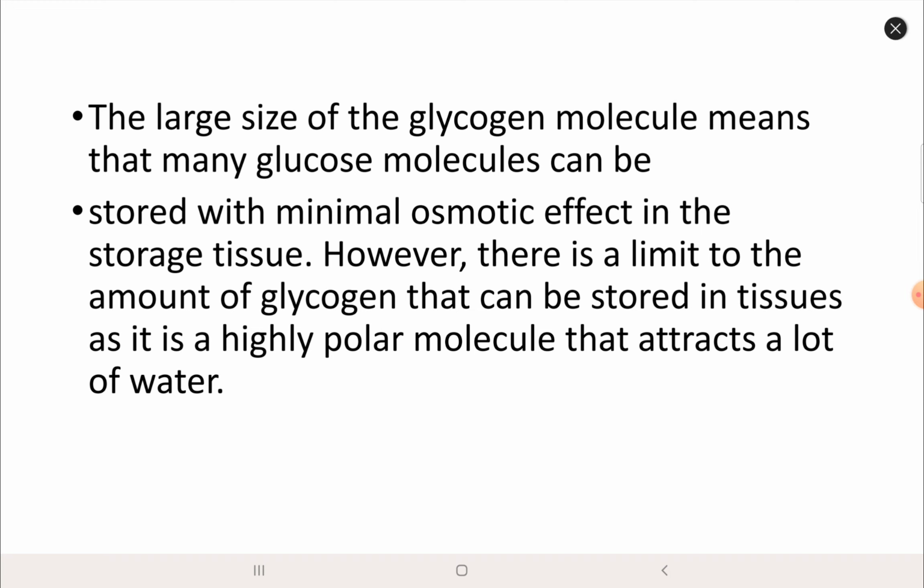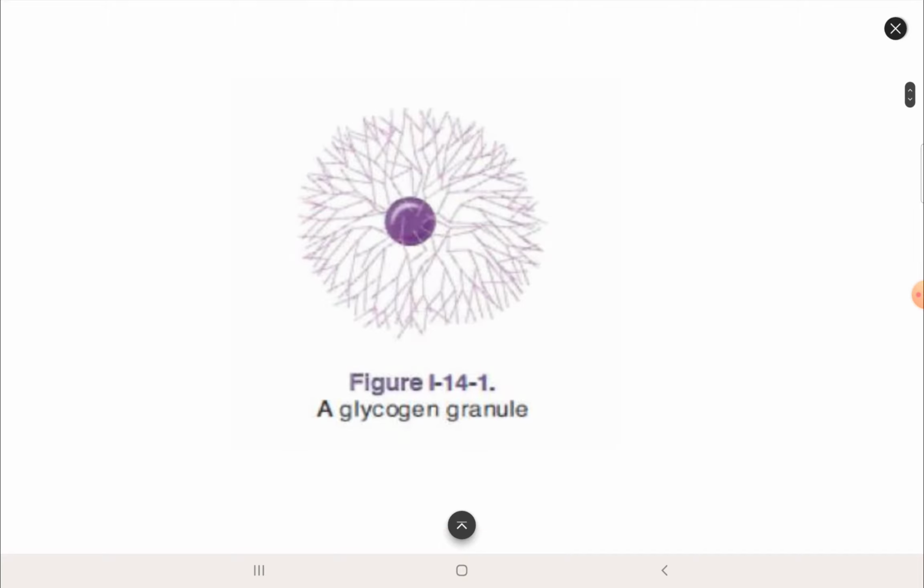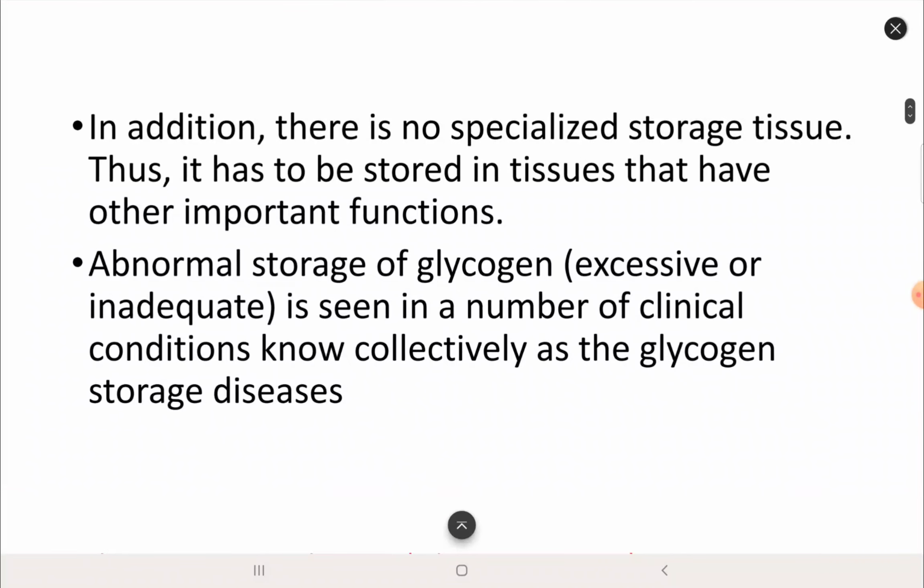Structure of glycogen molecules or granule. There is no specialized tissue for collection of glycogen. Glycogen is stored in certain types of tissue like liver, kidney, very small amount in the kidney, and this can be used in case of fasting.